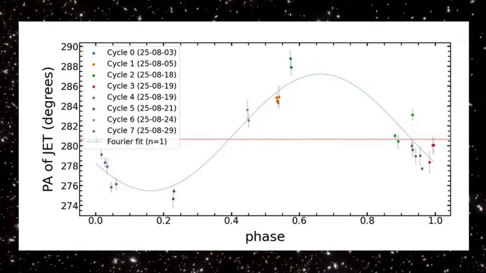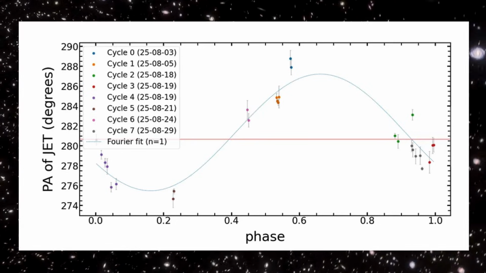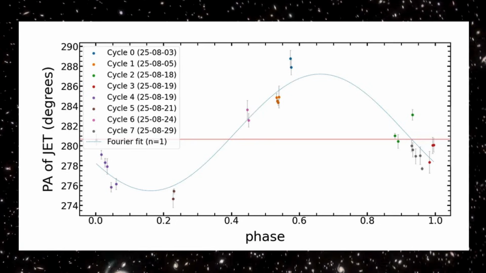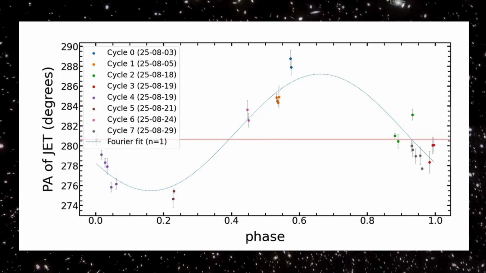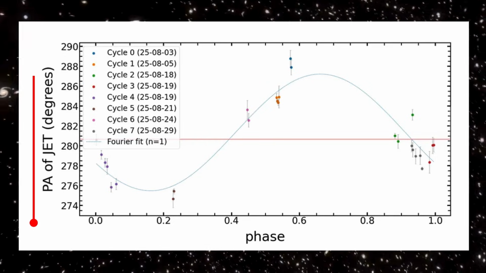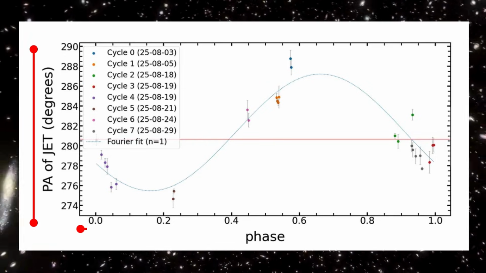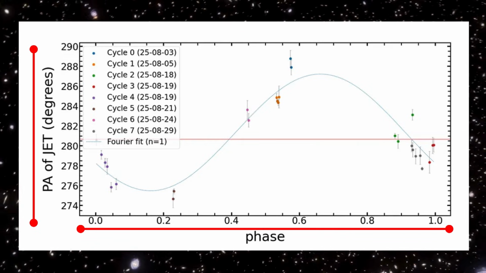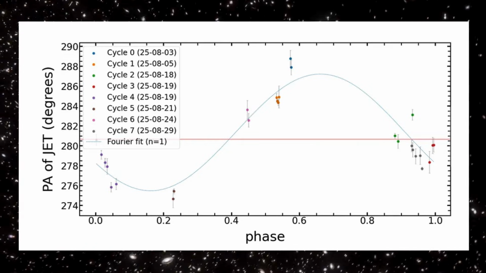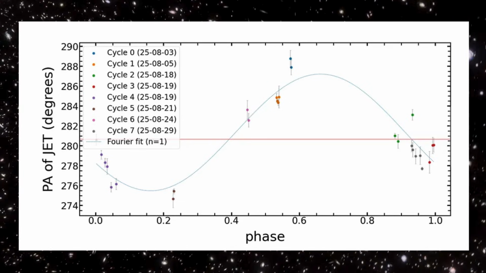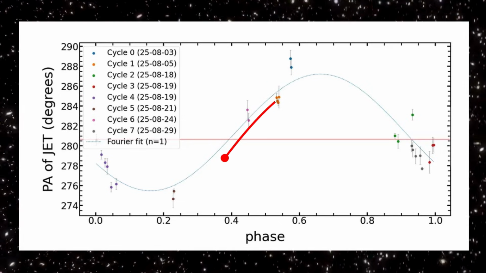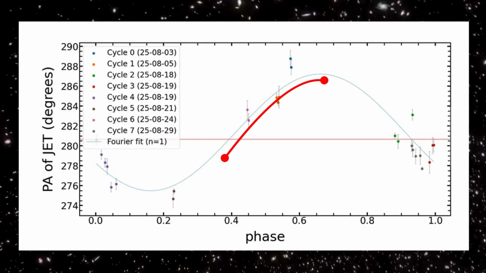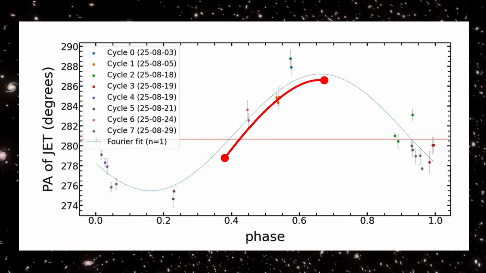Moving on to the graph, it shows the phase angle of the anti-tail jet over time measured at a distance of 6,000 kilometers from the brightness peak. The vertical axis shows the jet's direction in degrees, while the horizontal axis represents the rotation phase of the object. Each dot is a measurement from a different night. You can see that the points form a smooth, wave-like curve. This tells us that the anti-tail changes direction in a regular, repeating way, rather than randomly.